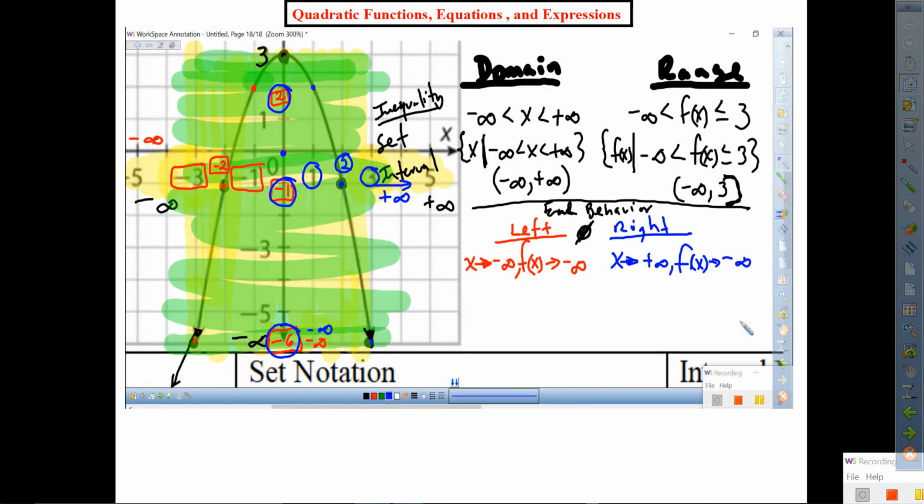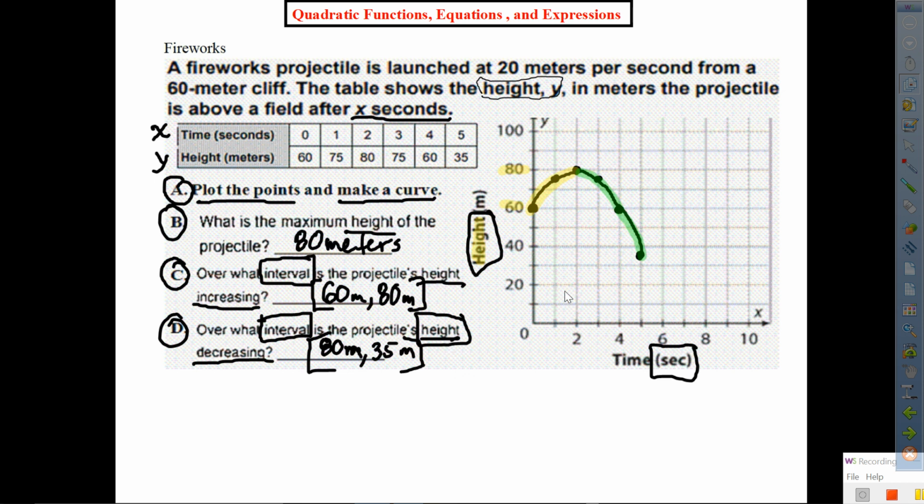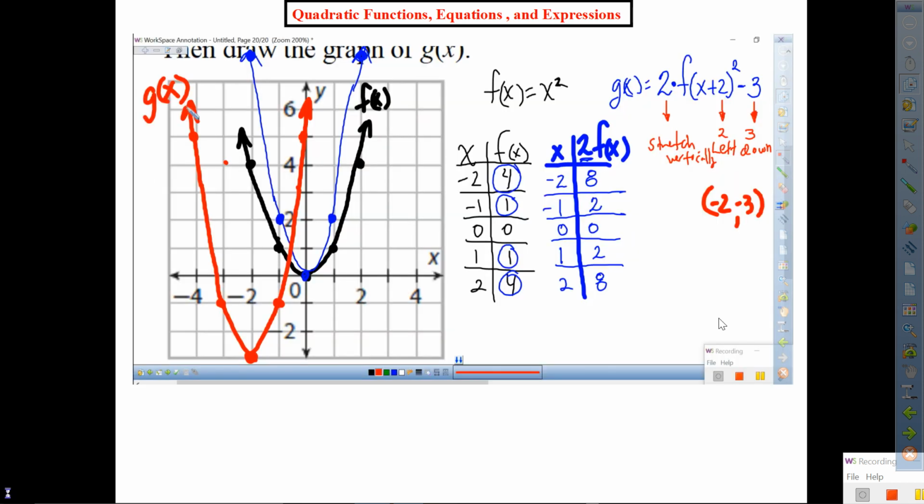Number 1 looked like this. We covered domain and range. We covered end behavior. Yes? From there we went to number 2. We covered plotting points, graphing curves, and interval notation. Okay. From there we went to transformations, using f of x equals x squared.